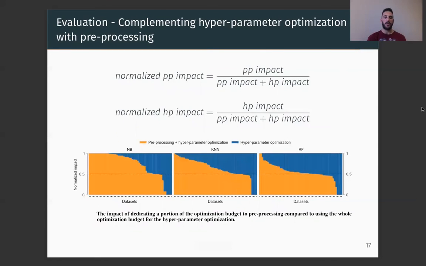We normalize these two impacts and then we plot the results. In these three bar charts, you can see on the x-axis the datasets, and the orange bar is the impact of the pre-processing, meanwhile the blue bar is the impact of the hyperparameter optimization. We concluded that assigning a portion of the budget to the pre-processing can boost the performance, according to our experiments, in 73% of the cases.